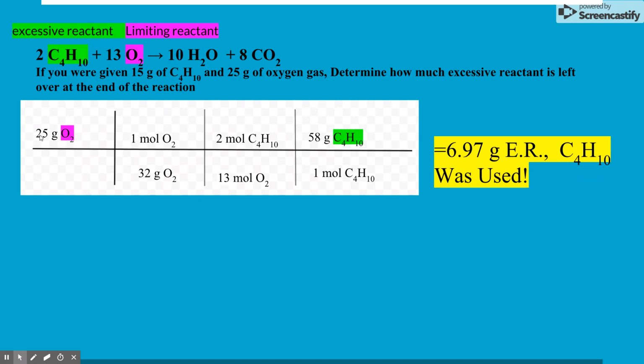If I go through and calculate 25 times 2 times 58 equals, divided by, open parentheses, 32 times 13 equals, I will get 6.97 grams of the excessive reactant C4H10. That represents how much C4H10 was actually used in the reaction. It's not how much is left over, but it was how much was used.